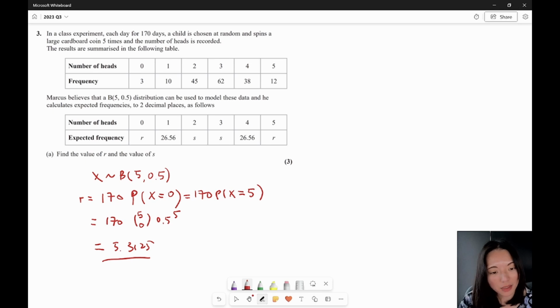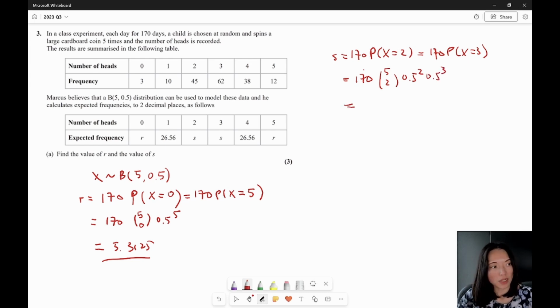For our value of S, it is going to be 170 times probability of X equals 2, or the probability of X equals 3. It's exactly the same formula. It's 5 choose 2, 0.5 squared, 0.5 to the 3. You could use your calculator, use the tables. In any case, we get 170 times 0.3125, which is the same as 53.125. So this is our value of S.